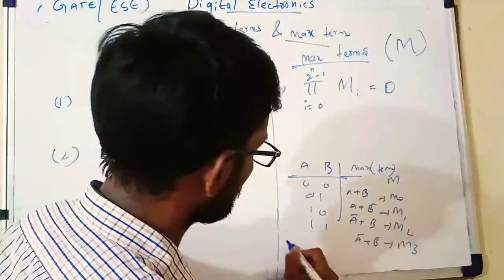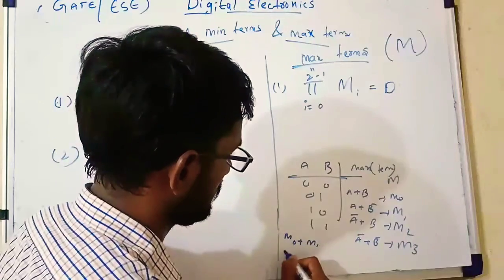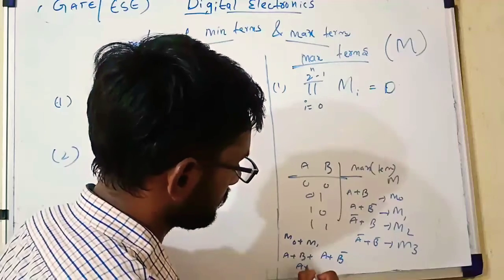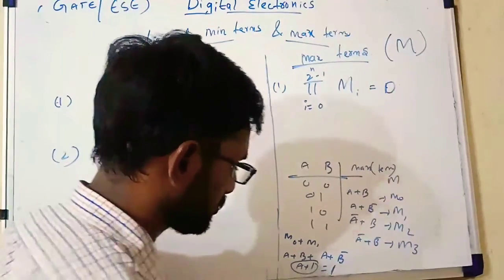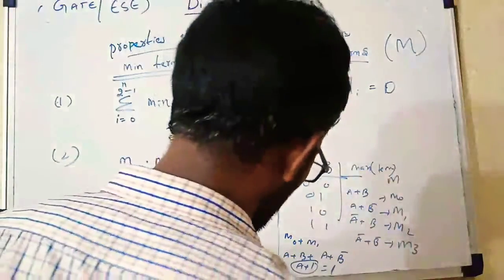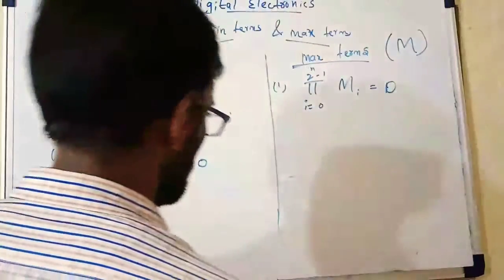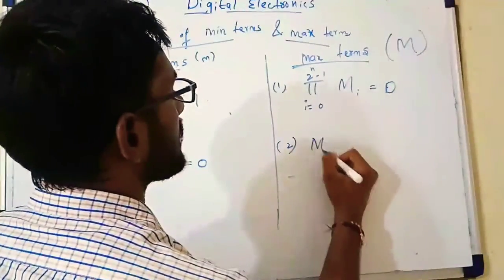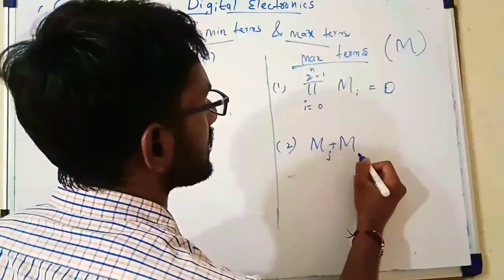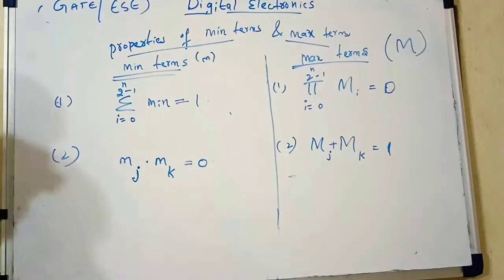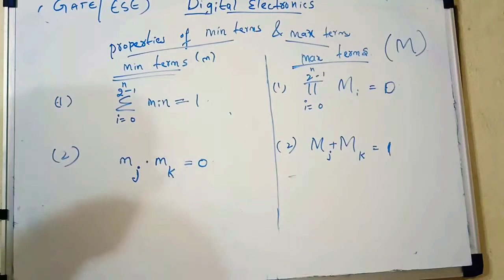Let us see. I am adding the M0 and M1. M0 is A plus B plus A plus B bar. A plus A is A, B plus B bar is 1. 1 plus A is nothing but 1. Similarly, if we add any two max terms, the value will be 1. This is the second property: capital Mj plus capital Mk equal to 1. Here j and k represent any number starting from 0. This is all about the properties of minterms and max terms.